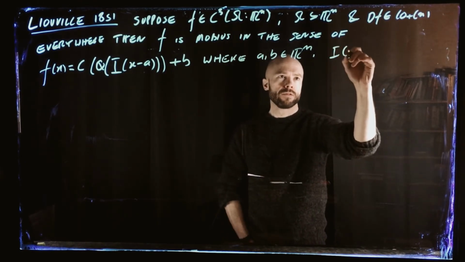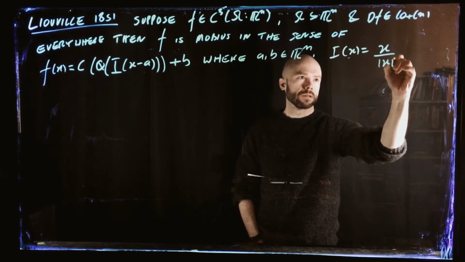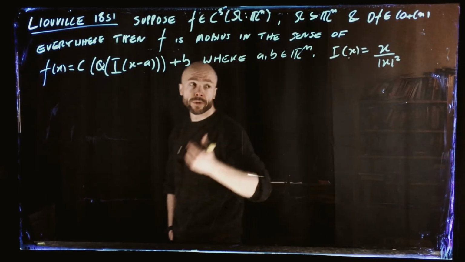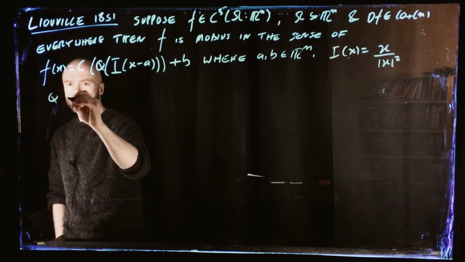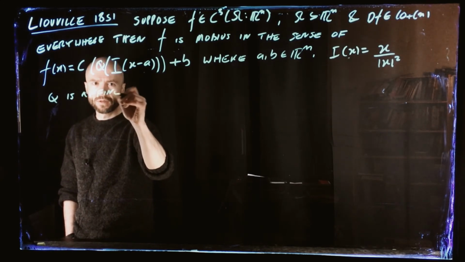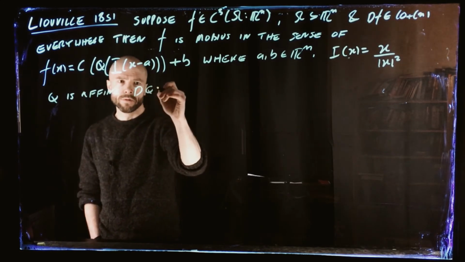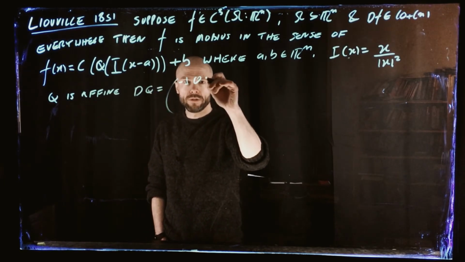I of x is this thing, x over mod x squared, and I'll show you in a second that this is inversion for the sphere. Q is affine with the gradient of Q being this guy, so it can be any reflection, but let's just choose one.